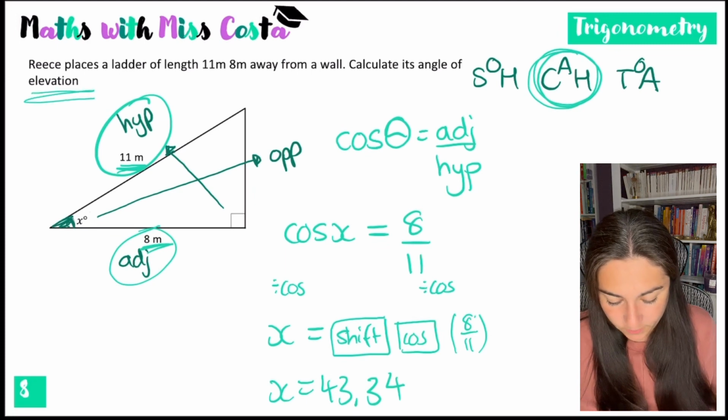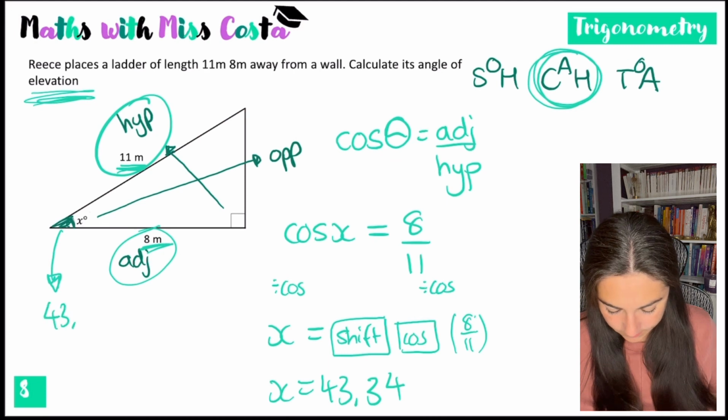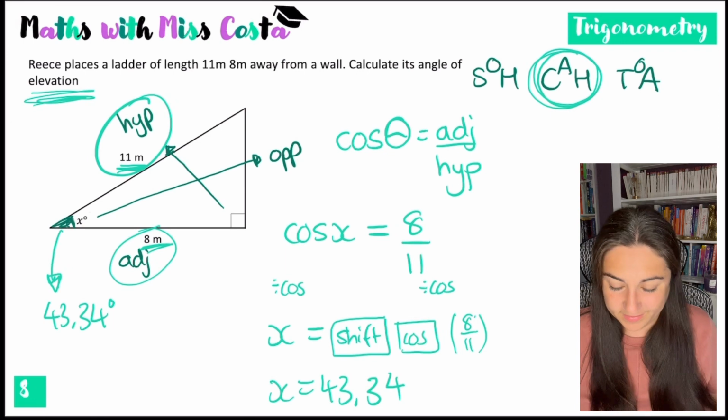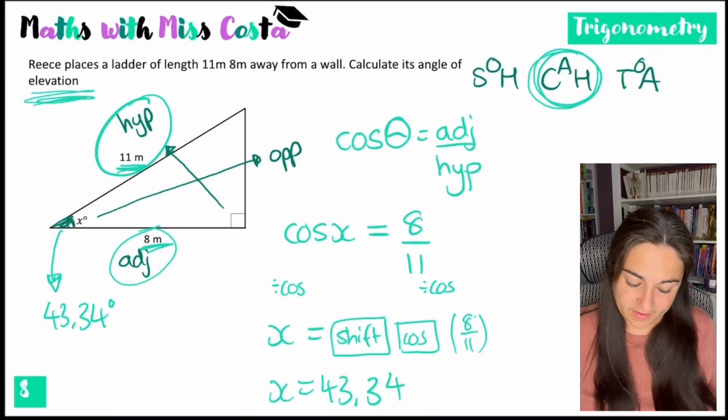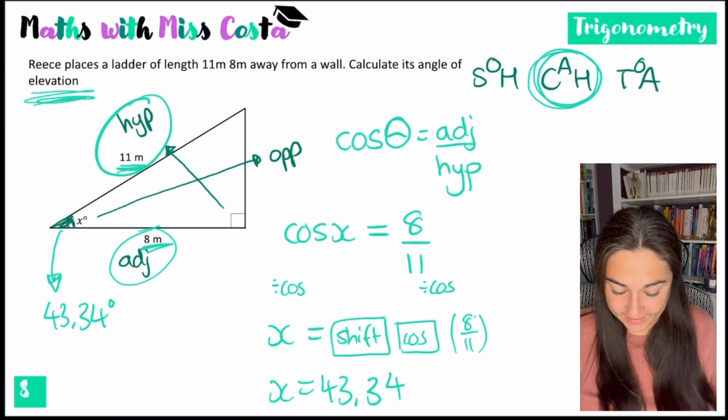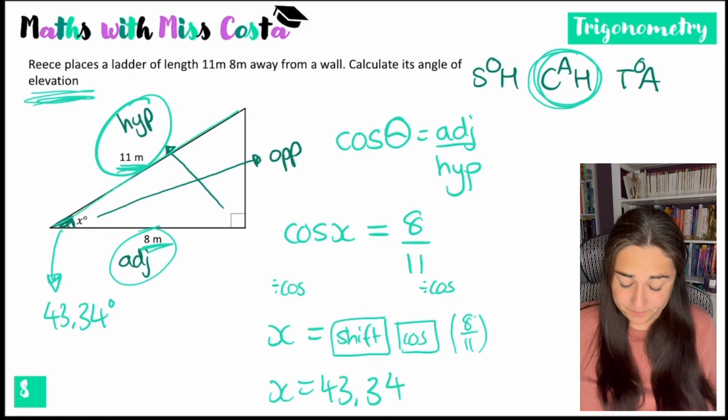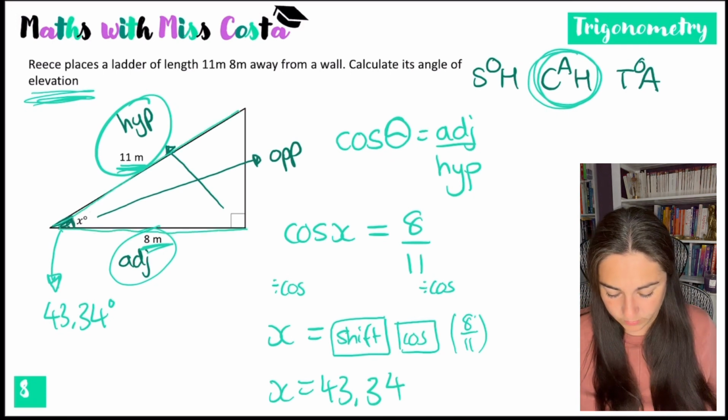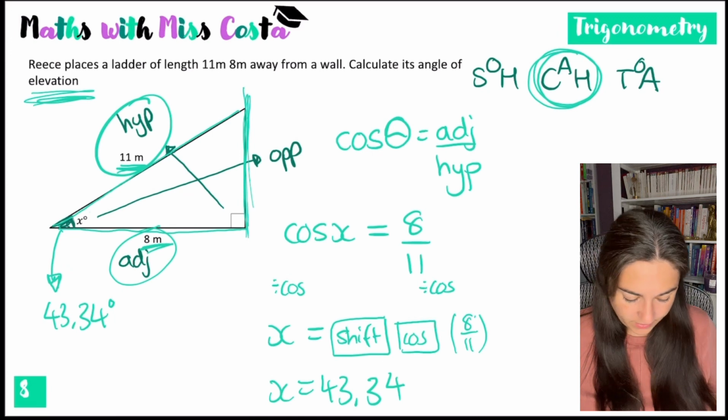It says angle of elevation is 43.34 degrees. I didn't bother talking about the ladder thing, but yeah, Reese places a ladder of length, so this length here is 11, 8 meters away from the wall. This is the wall here.